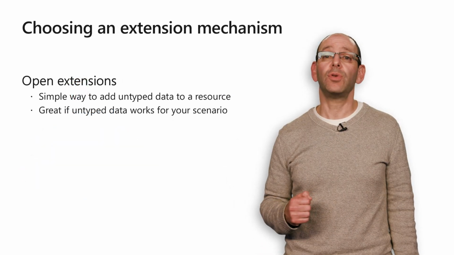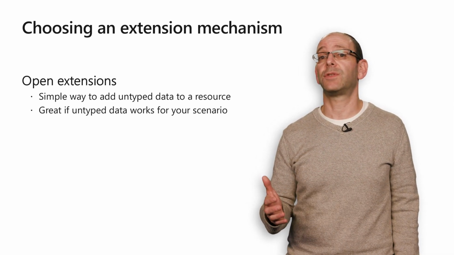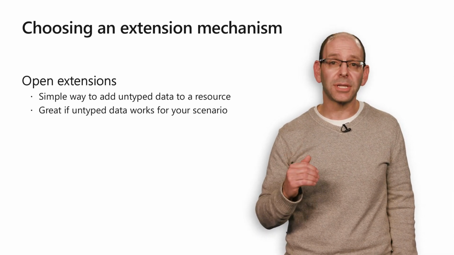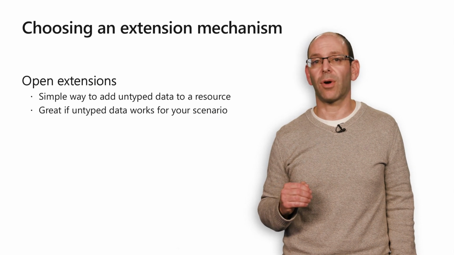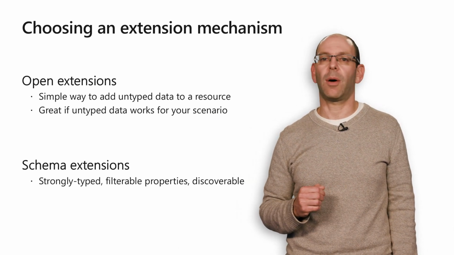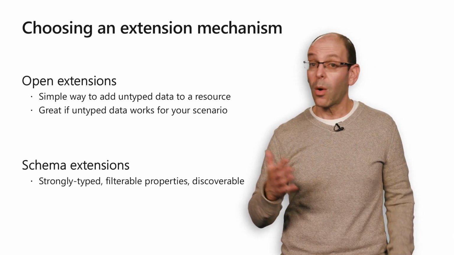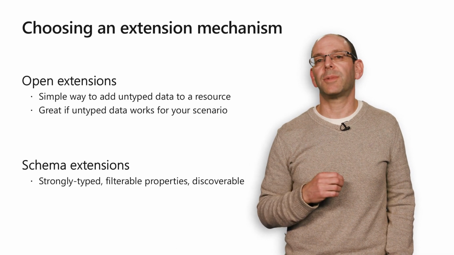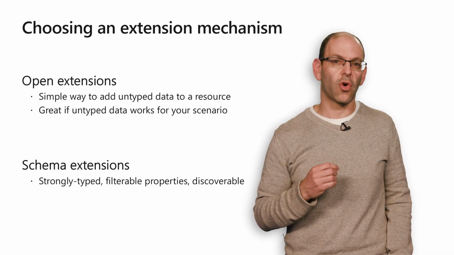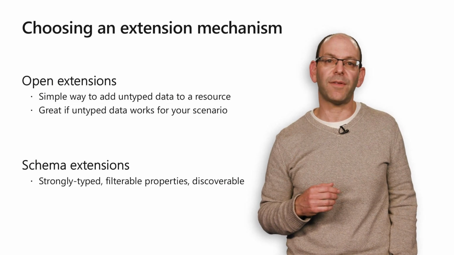Microsoft Graph offers two mechanisms to extend Graph with your own data. Open Extensions gives you a very simple way to add untyped data to a resource in the Graph. Schema extensions are a more versatile mechanism where you define the schema to use to extend a resource type with. Once created, you can use the schema to extend resource instances with strongly typed custom data. You can also search resources based on the element values.